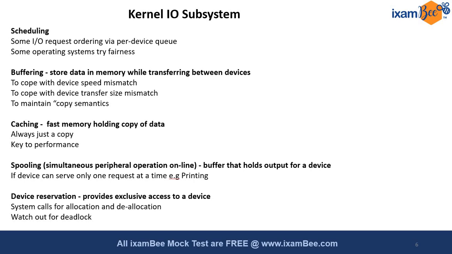Then there is a device reservation. Here you actually provide exclusive access to a particular device for the system calls, for the allocation, for the deallocation, and you actually watch out for the deadlocks, because here the resource allocation is also happening. So these are some of the duties of the kernel IO subsystem.